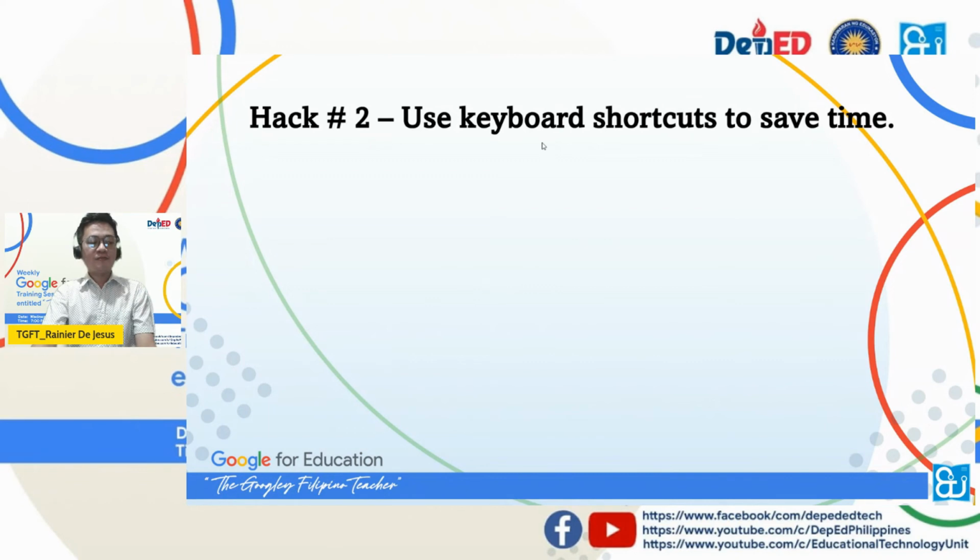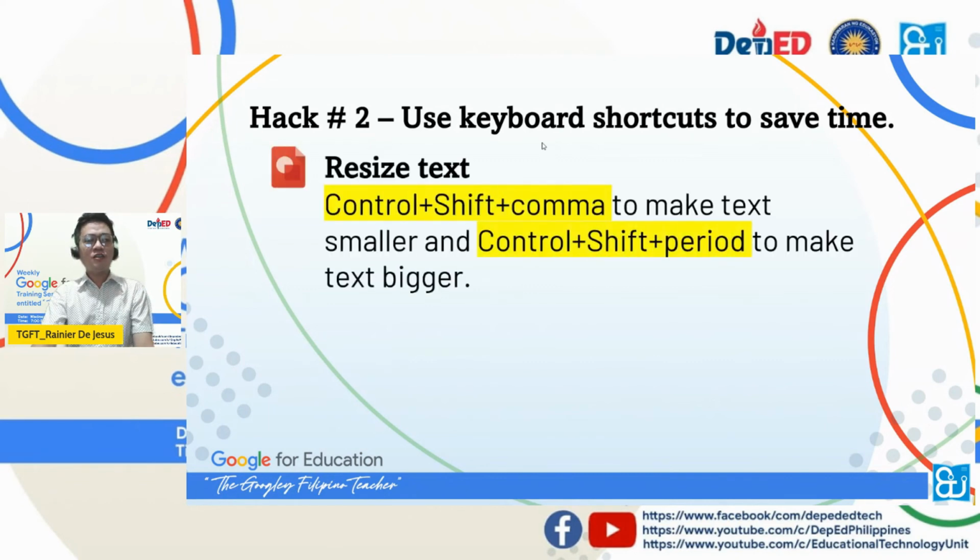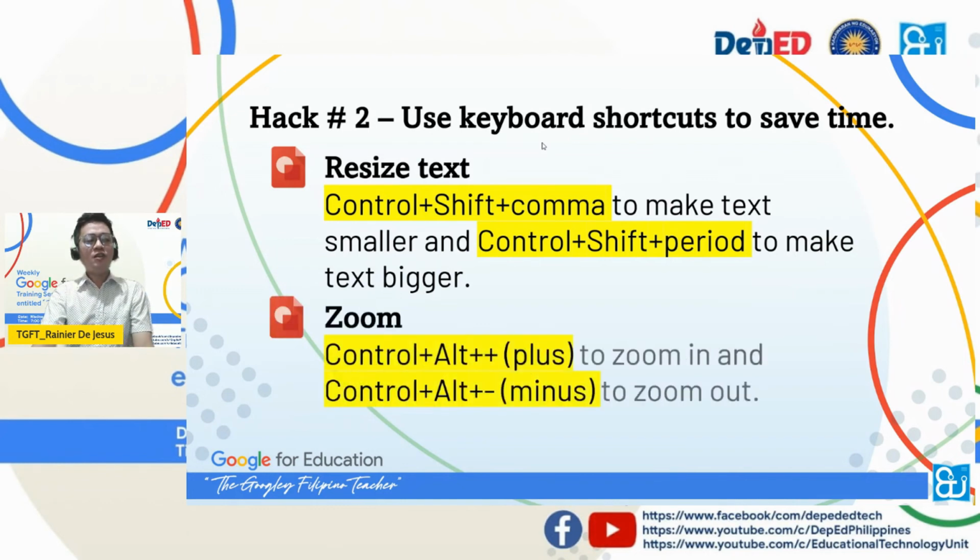Okay, dear teachers, balik tayo sa ating presentation. Hack number 2. Ayan. Use keyboard shortcuts to save time. Una-una, when we want to resize the text in the Google Drawings, ipipress lang po natin, Control plus Shift plus comma. So, sabay-sabay po yan, no? At naka-long press. To make the text smaller, and Control Shift period para naman mapalakihan natin yung ating text. For the zoom, Control plus Alt plus plus to zoom in and Control plus Alt plus minus to zoom out. Yan po, para mag-zoom in at mag-zoom out.